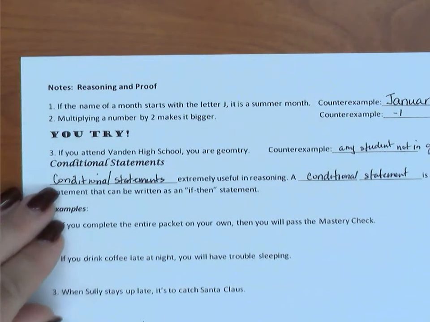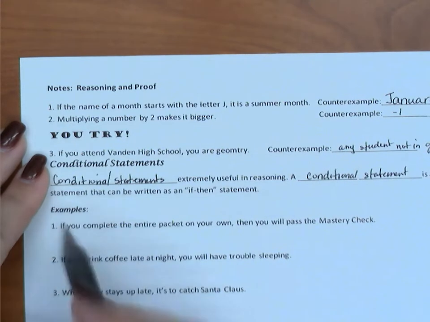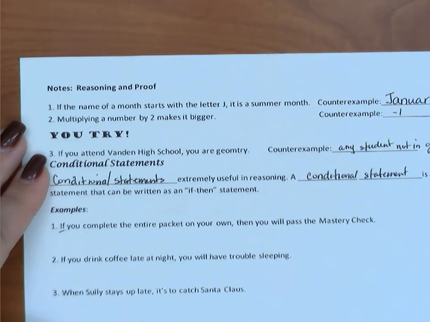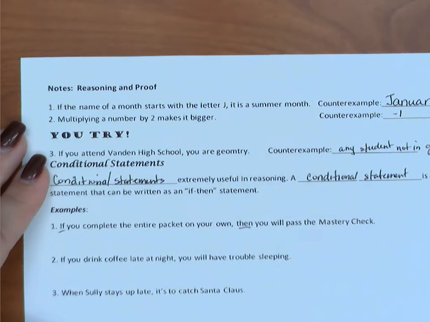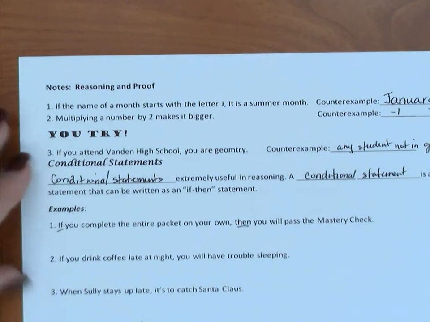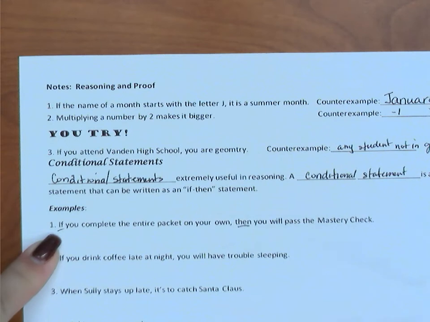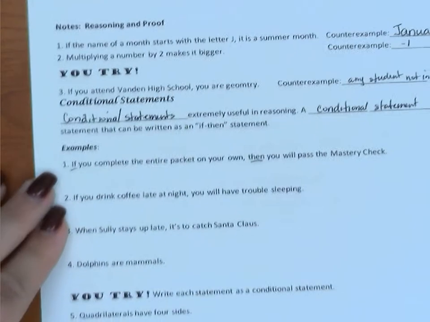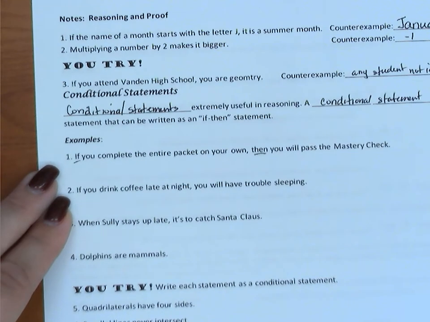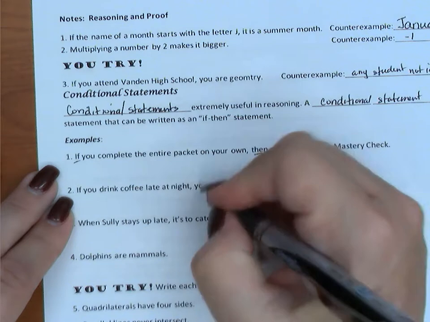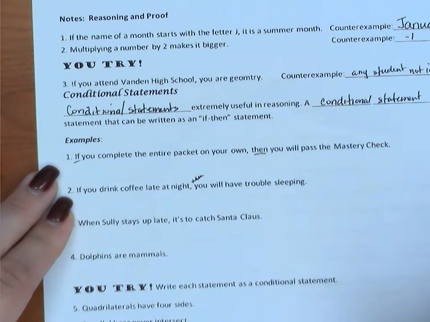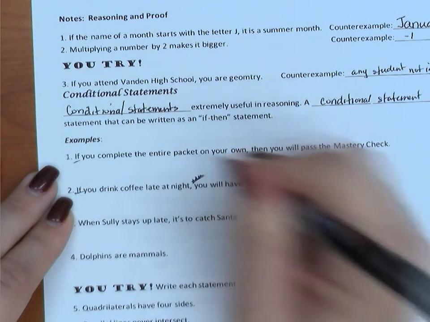So here's some examples. If you complete the entire packet on your own, then you will pass the mastery check. Right? That's an if-then conditional statement. If you do this, then this will happen. Number 2 says, if you drink coffee late at night, there's an implied then here, even though it's not said, then you will have trouble sleeping. So this is my if, then.